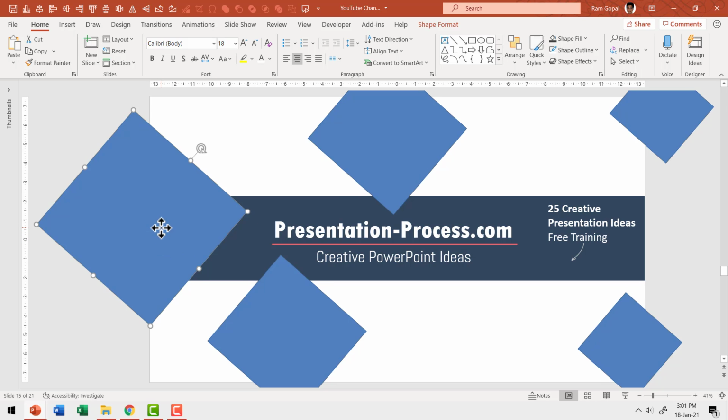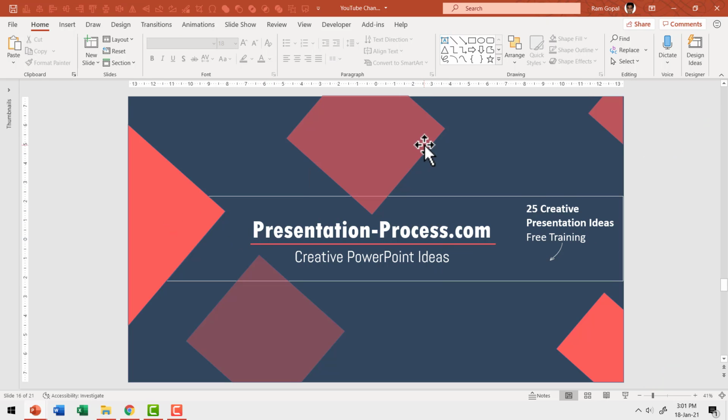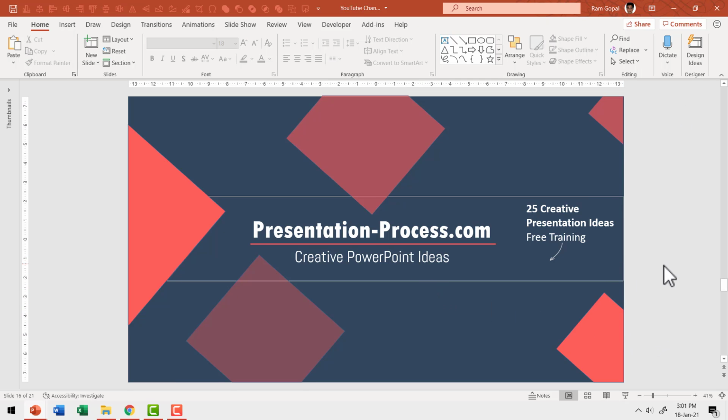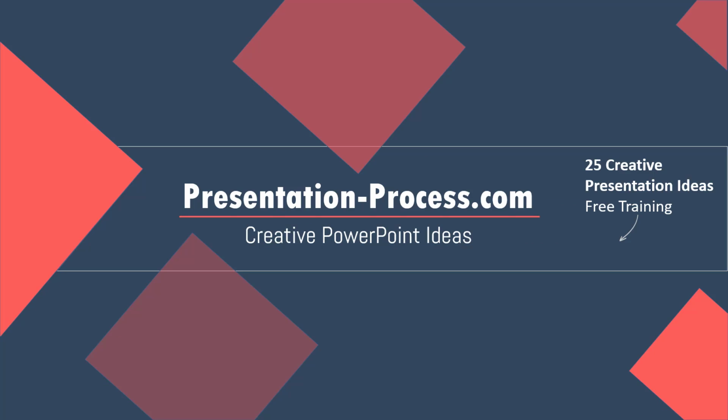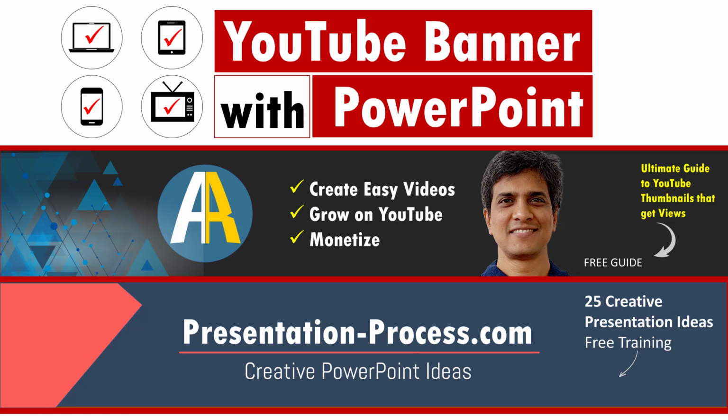I can use the same rectangle and then make copies of this and place it all over the slide. And then I can use the color that is there as part of my presentation process brand, and I can fill the colors, change the transparency a little bit, crop out all the unnecessary portions, and I have this beautiful design available. Now you can see that when I see the channel on TV, this is how it would look. Whereas when I see it on desktop, this is how the banner would look. So that is how you create beautiful YouTube banners using nothing but PowerPoint.